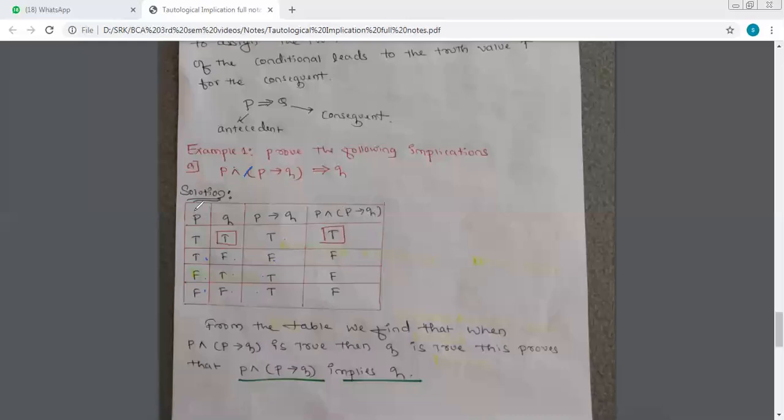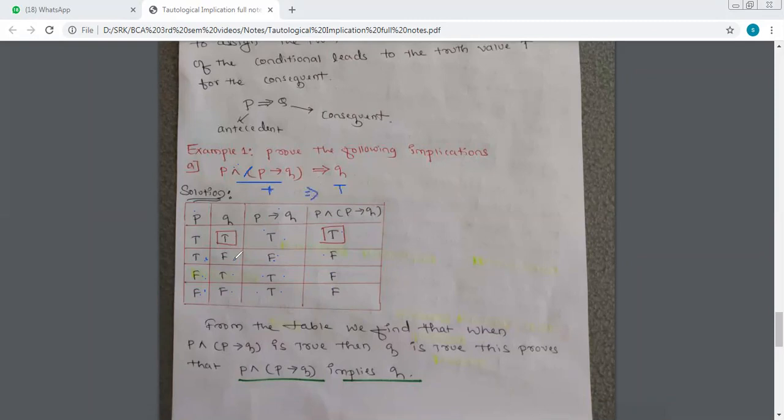Next we take P conjunction with this condition. In between we have the conjunction symbol, so do the and operation: both true gives true, either one false gives false, and both false gives false. So in the conjunction: true true gives true, true false gives false, false true gives false, false false gives false. And here, how to show that both are logically implied? In this column, which is the antecedent, if this is true and Q is also true, then we can say it is logically implied.